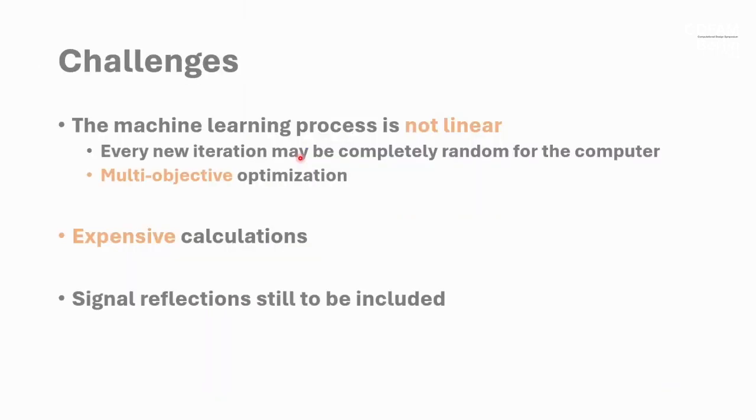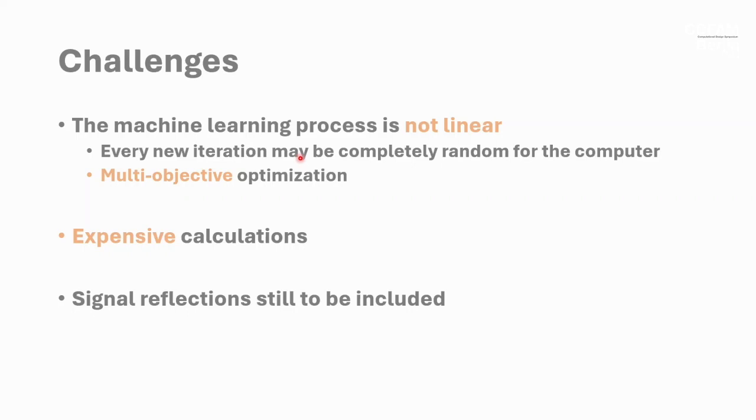What were the challenges in this use case? The machine learning process is not linear at all. This means that if you have two routers, and in the next iteration you move one 2 meters, and it's on the other side of the wall, the outcome will be completely different. And if you move the other one to the other side of another wall, for the computer it's a completely random calculation, even if it's just 1 meter aside.